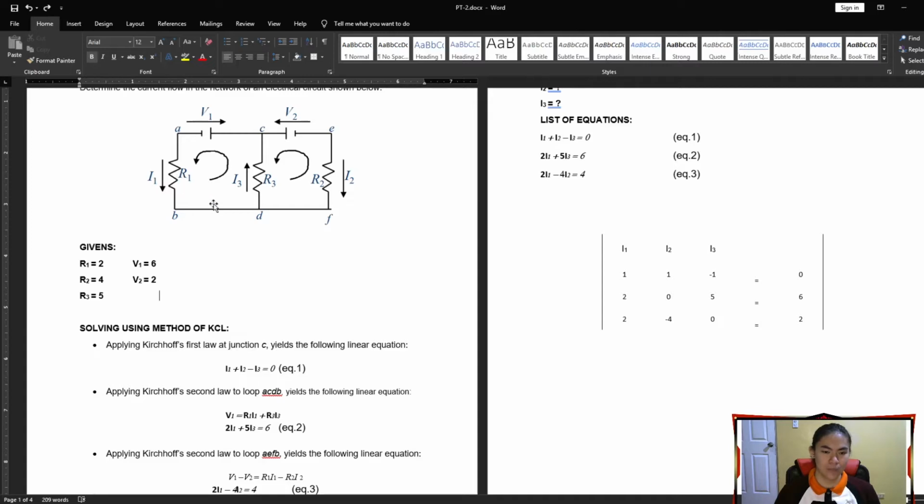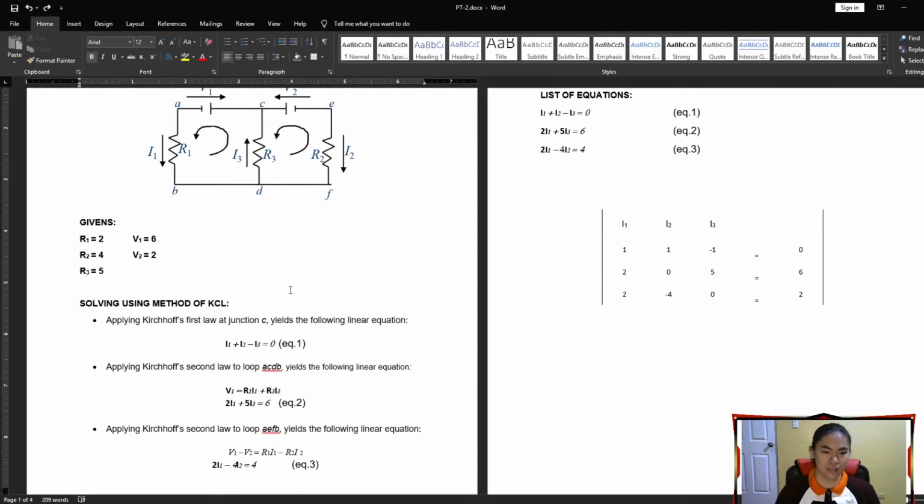I1 plus R3 I3 kasi ang ikot ng ating current is pa counterclockwise. So pag ganito ang ating ikot.